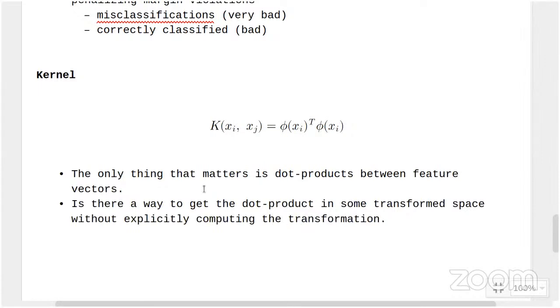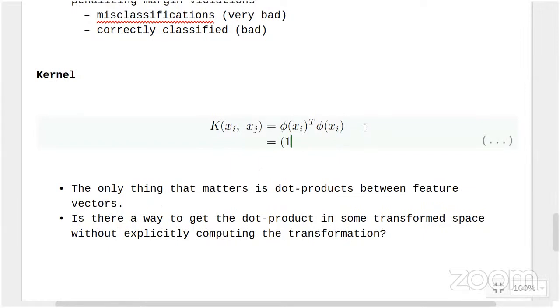Okay, so there are 2 points to the kernel. First is our realization that the only thing that matters is dot products between vectors. The second is the kernel is giving you a way to compute the dot product in some higher dimensional space without actually computing that transformation, right? So this is what is happening.